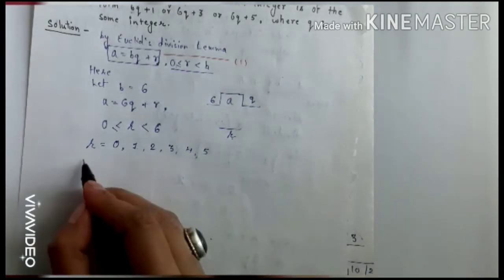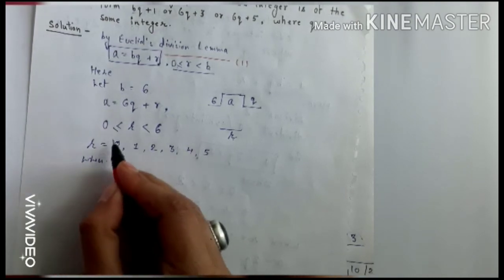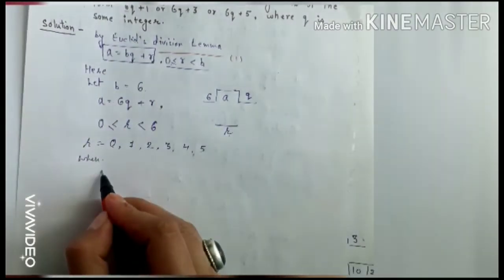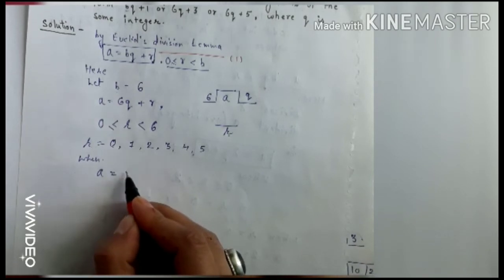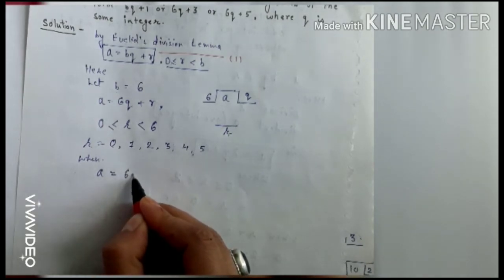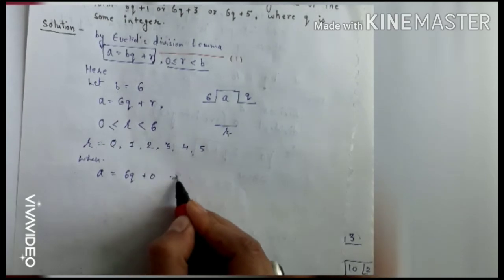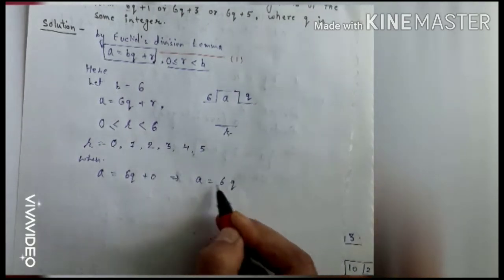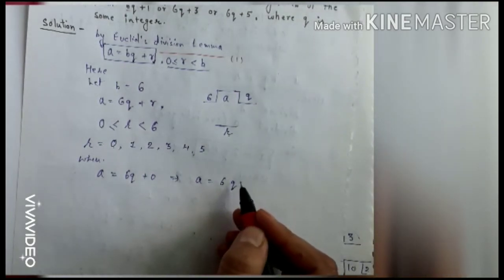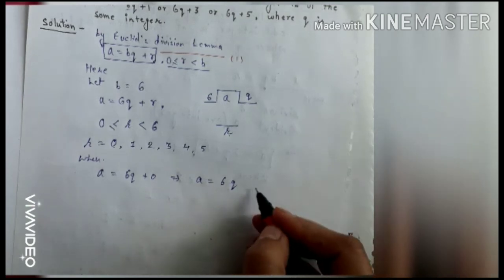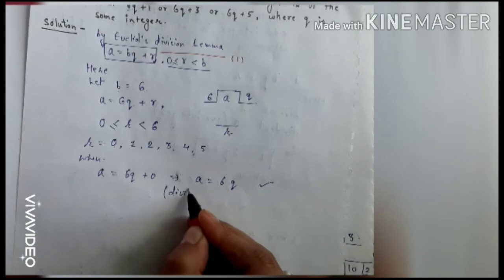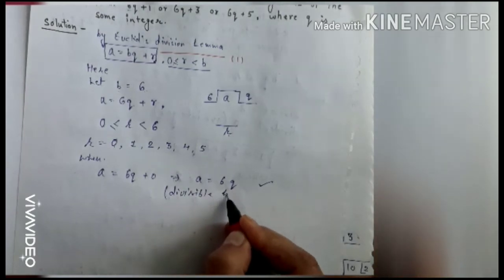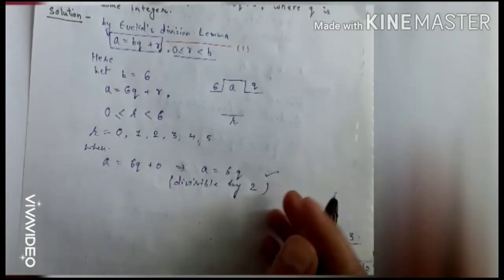Now in the first case put r equal to 0. So we get a equal to 6q plus 0, that means a equal to 6q. Is it divisible by 2? Yes, it is divisible by 2.